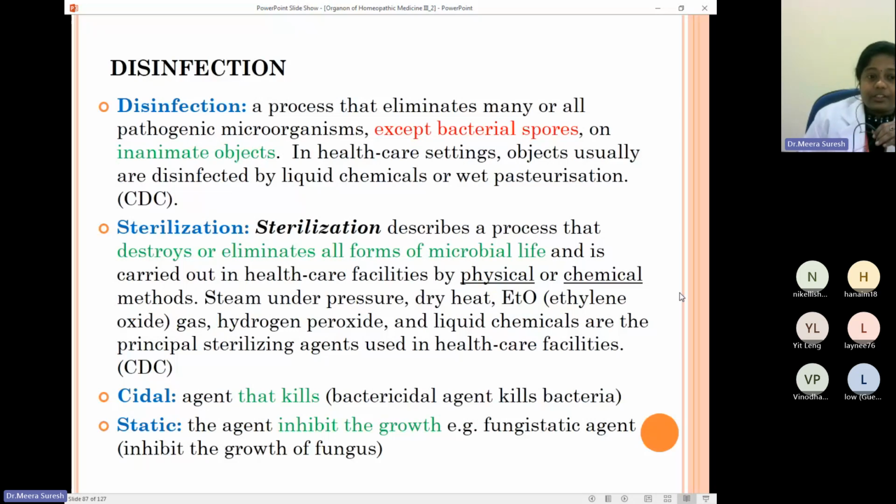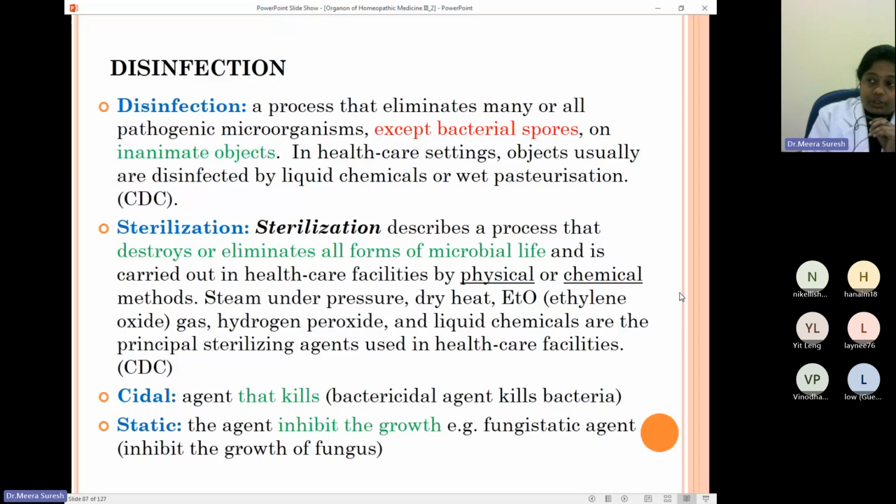There is only one difference between both the processes, though there is a very large sentence indicating its definition. The major difference between disinfection and sterilization is the organism that is getting killed. In the case of disinfection, almost all the microbial organisms can be killed, but not the bacterial spores.